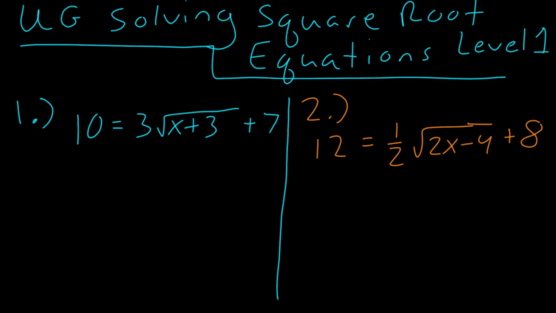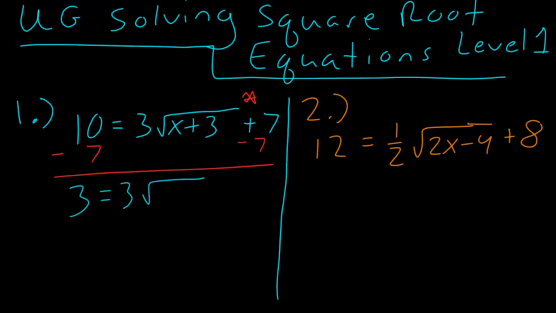Well, we know that we always want to get rid of our addition or our subtraction first. So I will subtract 7 from both sides. And from here, 10 minus 7 gives me 3. So I have 3 is equal to the square root of x plus 3.